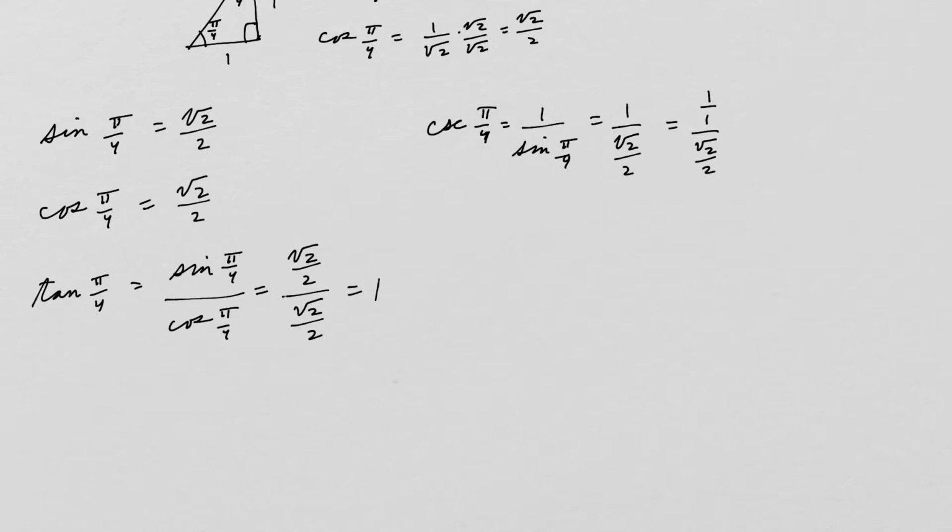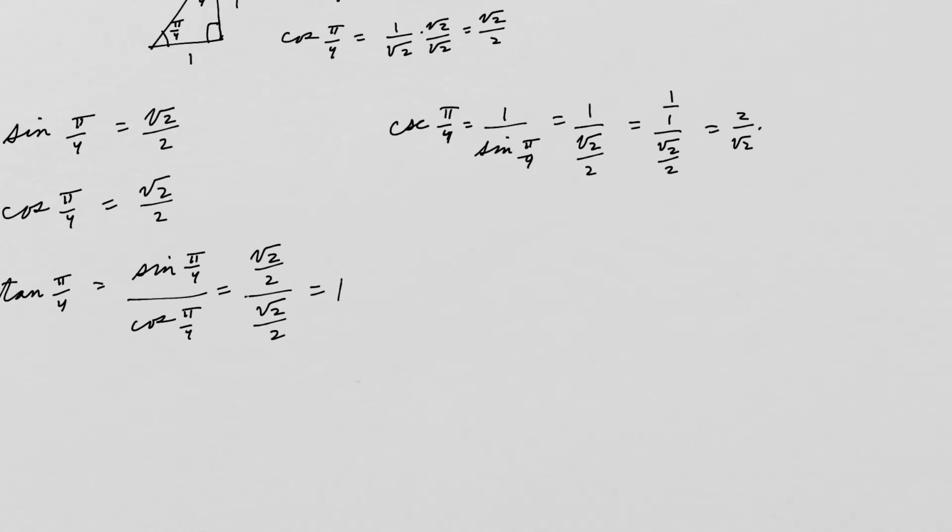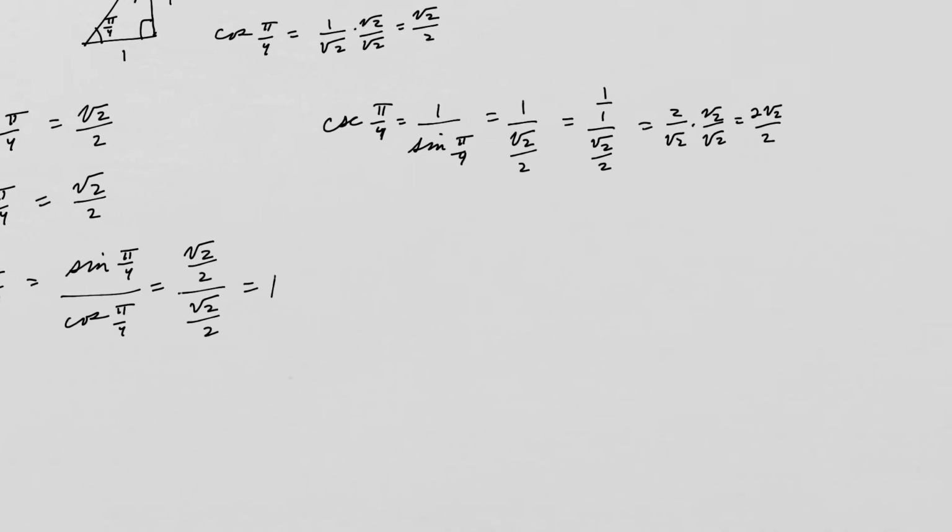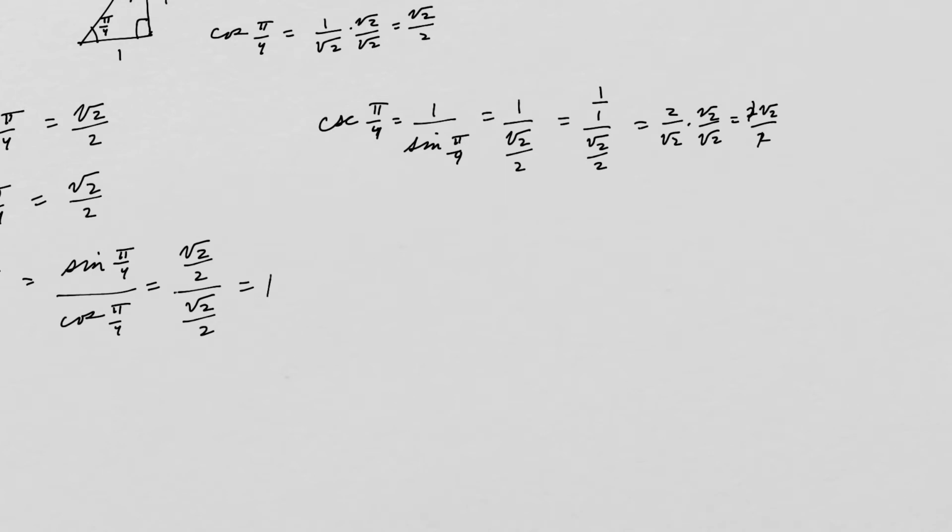So to solve this, I multiply the numerator times the reciprocal of the denominator, and I'm going to get 2 over radical 2. But then we probably want to rationalize the denominator. So I need to multiply by radical 2 over radical 2. So this is 2 radical 2 over 2. And then the 2's cancel. So this is just radical 2. So cosecant of pi over 4 is just radical 2.